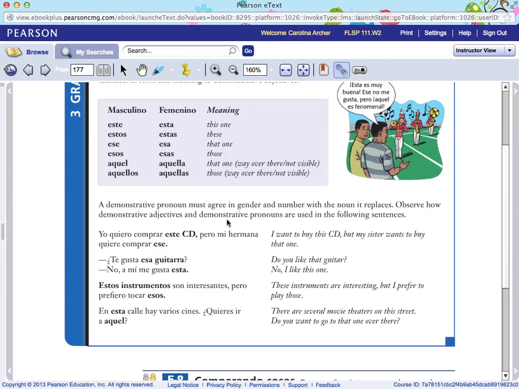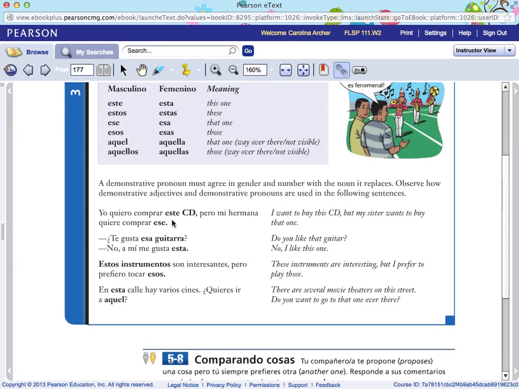okay? So, look at the examples here. Yo quiero comprar este CD. So this is an adjective. Este CD, pero mi hermana quiere comprar ese. Okay? So, I want to buy this CD, but my sister wants to buy that one. Okay? In English, you use two words. Okay? That one. In Spanish, we just use the pronoun by itself. I want to buy that one.